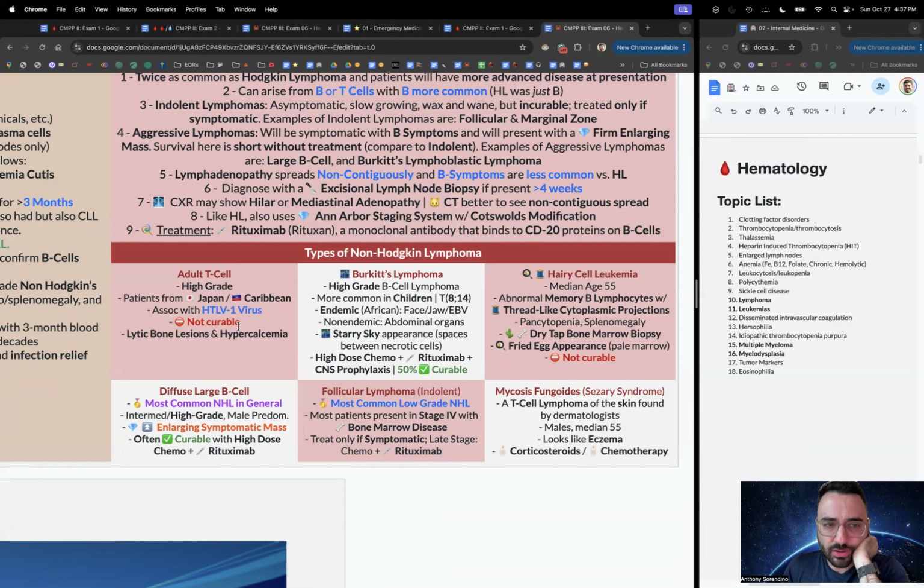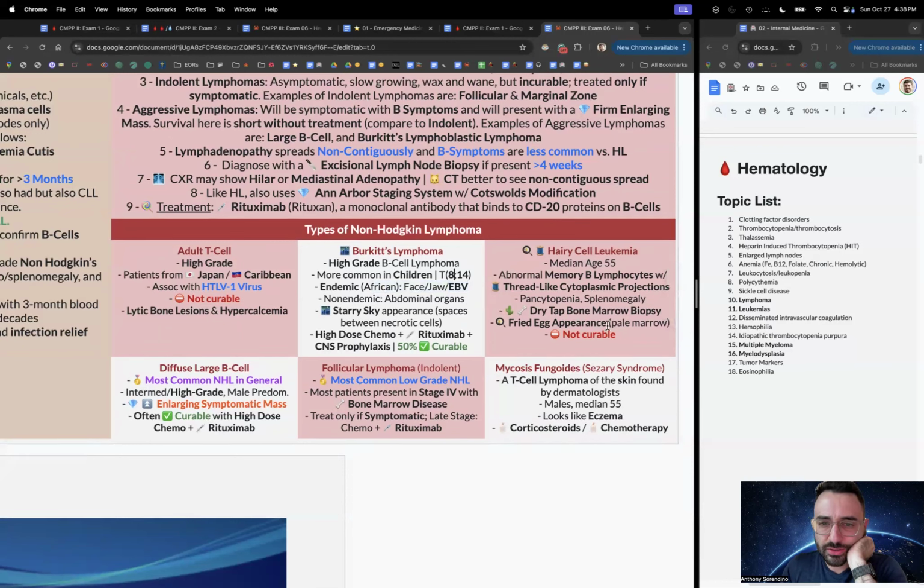Adult T cell. There's Burkitt's lymphoma. That's a pretty unique one. Starry sky appearance, more common in children. This is where you get an enlarged face and jaw. Epstein-Barr is here also.